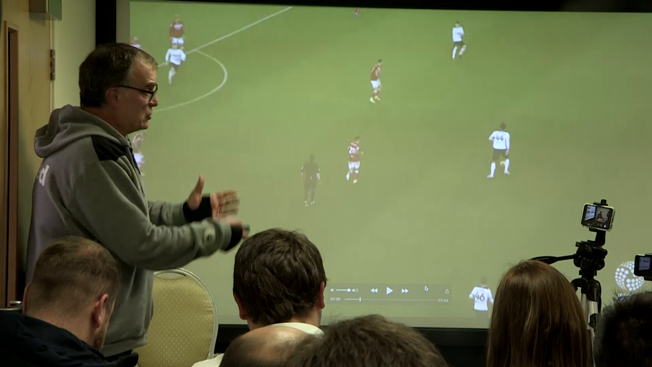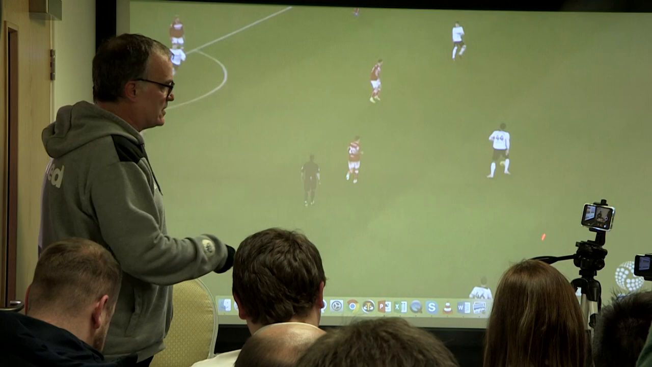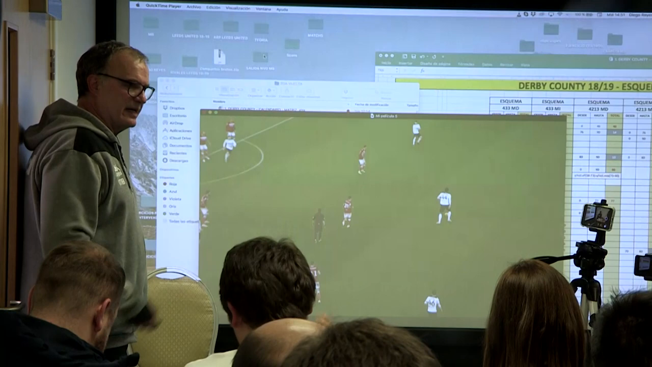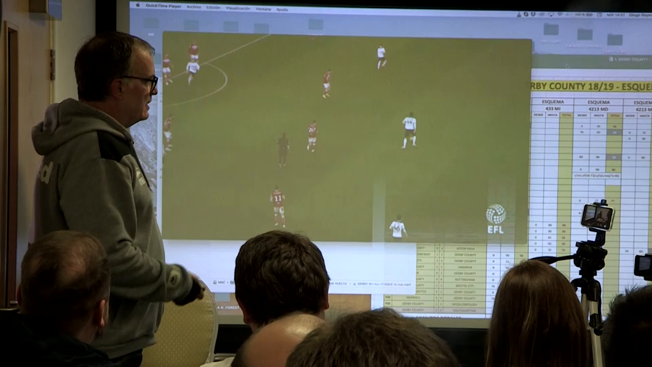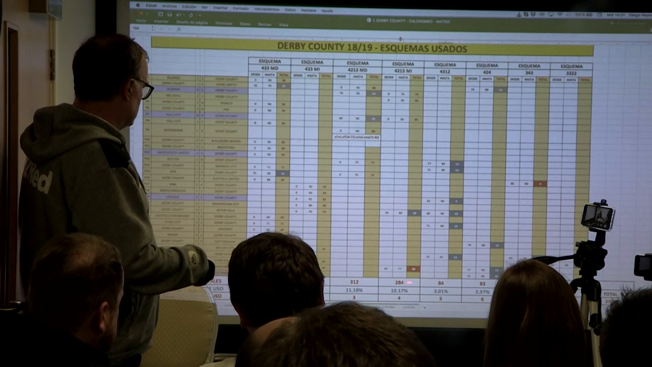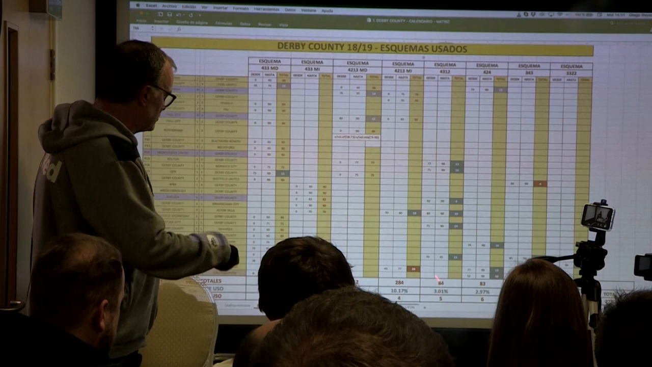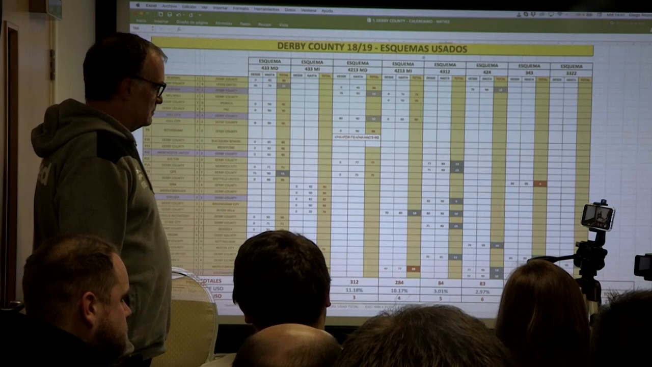The goal of this analysis is to allow our players to have an idea of the opponent in 15 minutes. Show the systems again. There are 1, 2, 3 and 4, with 50, 70, 80, 90. So we know, for example, that Derby County, for 90% of the games, use 4 systems.